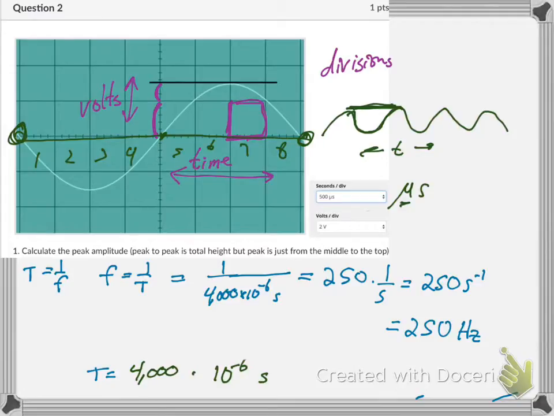Hopefully that helps. But a lot of students really struggle understanding that when you have 4,000 microseconds, that is actually 4,000 times 10 to the negative 6, and then they have a hard time putting that right here underneath the 1 and inverting it, and getting 250 hertz. So that's the frequency. Okay, that would be it.